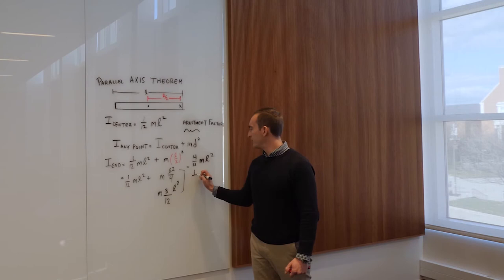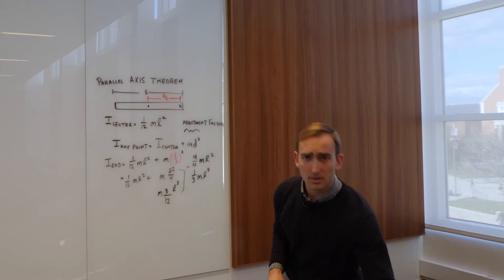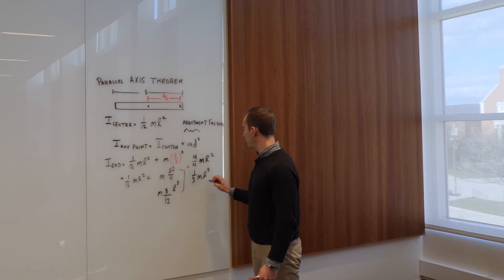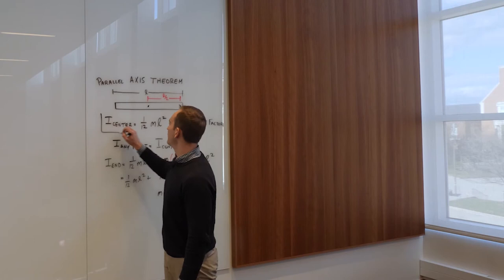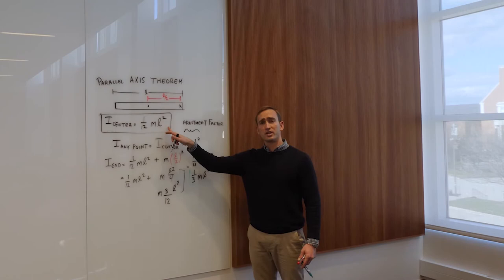And ultimately, what we can see is that the moment of inertia of our shape about the end is 1/3 ml squared, whereas the moment of inertia about the center is 1/12 ml squared. And as you can see, the moment of inertia about the center of the shape is less than the moment of inertia about the end.